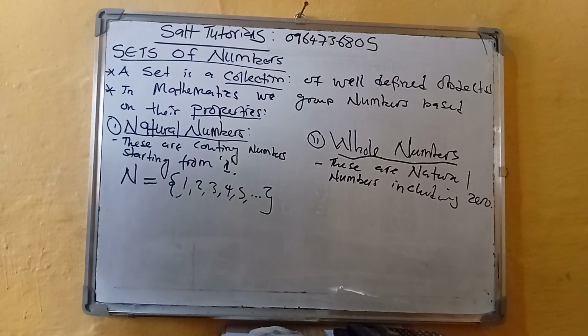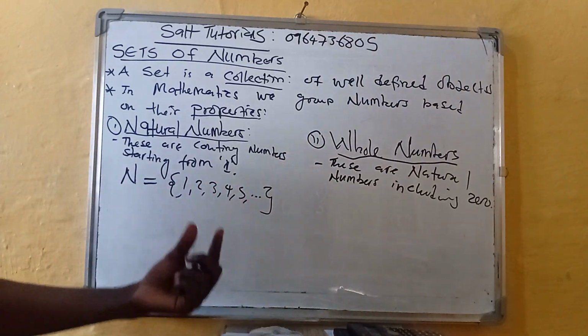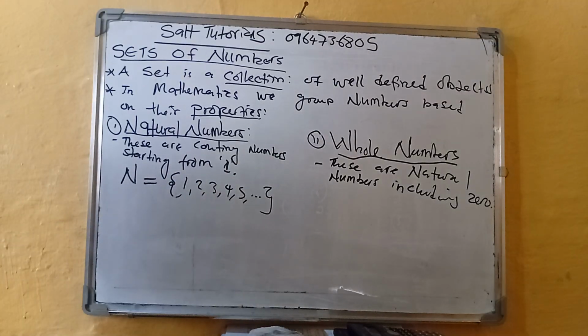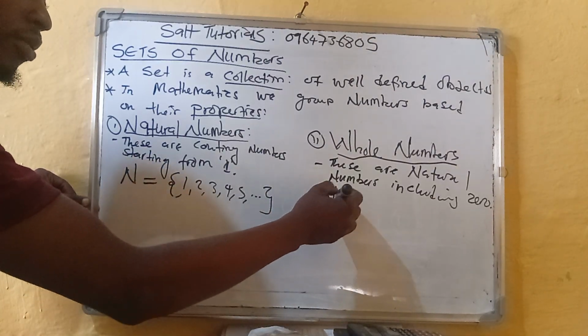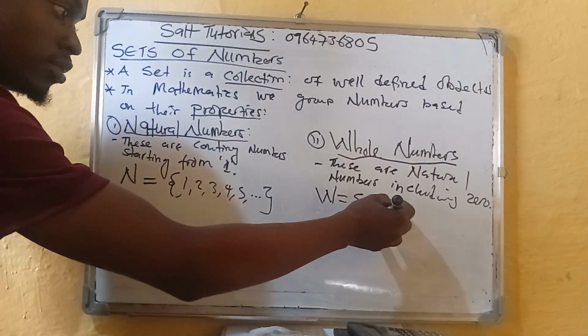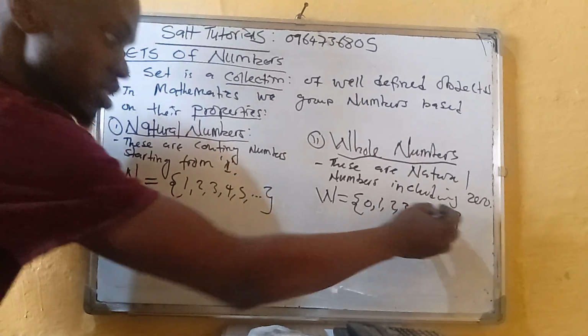A set is a collection. This is a set of natural numbers. Natural numbers plus 0 will give us a set of whole numbers. So I'm now going to have the set of whole numbers represented by W. This W is equal to 0, 1, 2, 3, 4, 5, and the count continues just like that.